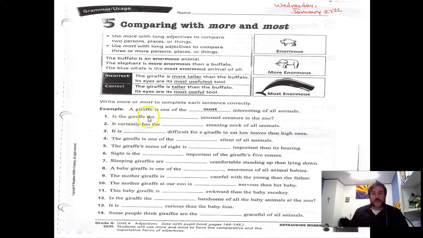Now, is the giraffe the blank unusual creature in the zoo? It's talking about giraffe to every other creature in the zoo. Unless there's a zoo that you know of with only 2 animals, we're talking about a lot of animals, right? So there we use most. Is the giraffe the most unusual creature in the zoo? Okay? Again, look at this. Of all animals. That can really help you out. You talk about a lot.